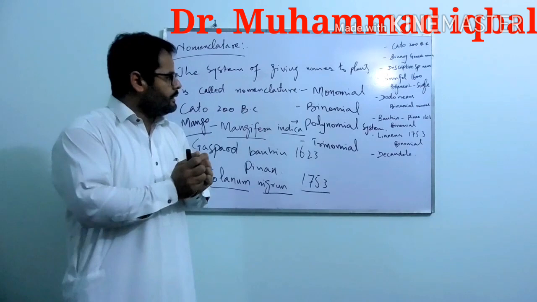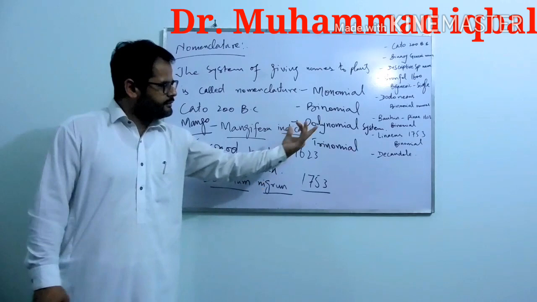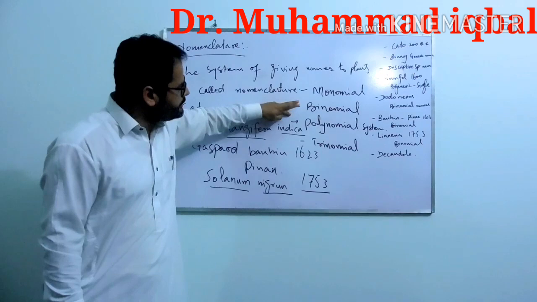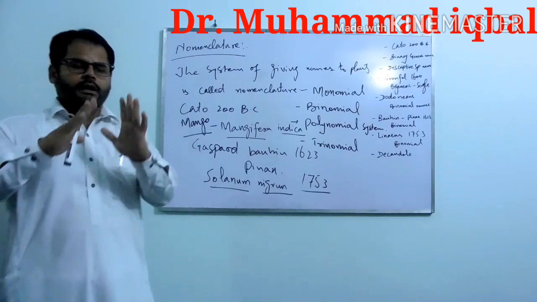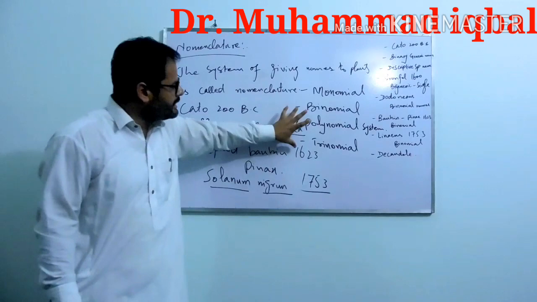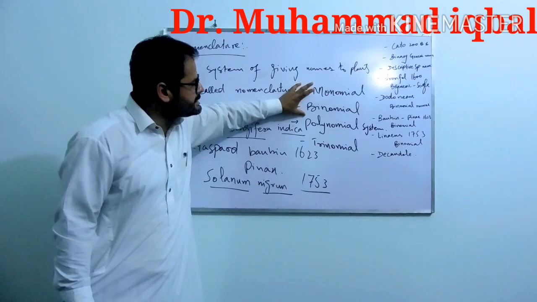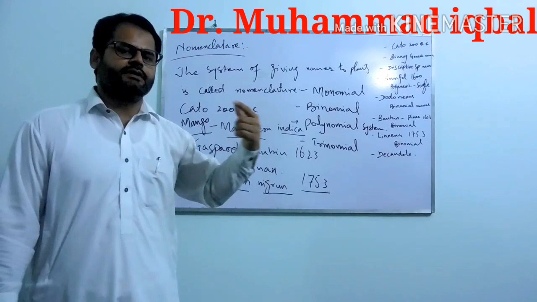So before 1753, or before Linnaeus, who is considered the father of taxonomy, the monomial system, the polynomial system, and the trinomial system had a very limited era, and in the current age, these concepts are not in use. The concept of binomial nomenclature is currently used to assign names to plants.